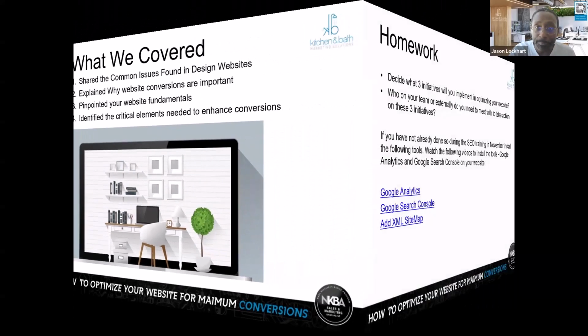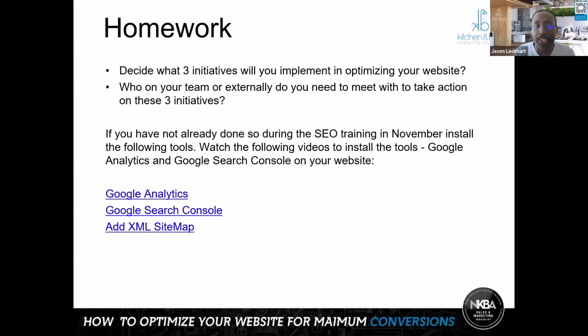Okay. So for your homework, like I said, look at 3 initiatives to actually implement onto your website. Like I said, one of them should be mobile speed. That should be one of them. But look at what else is on the list that you want to add, or that you want to either do yourself or have somebody else do to add to your website.